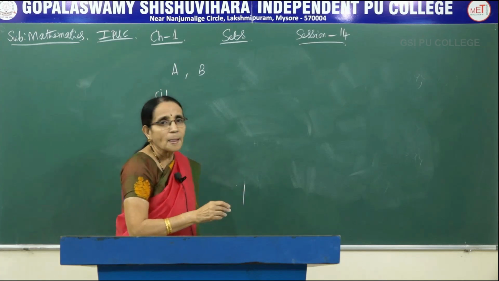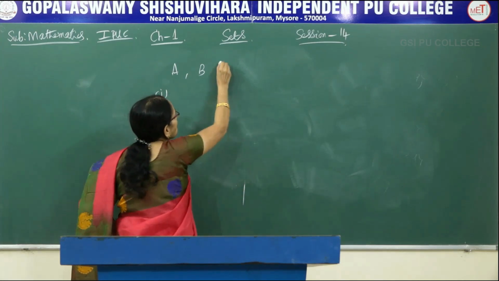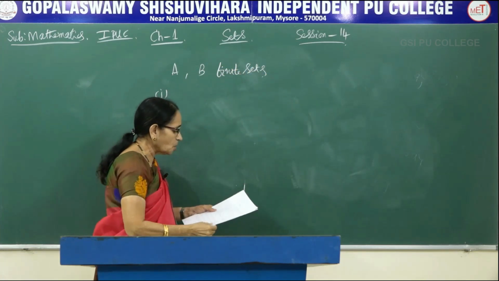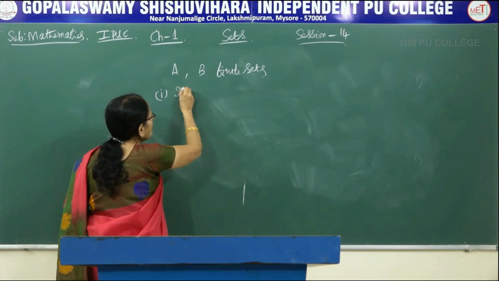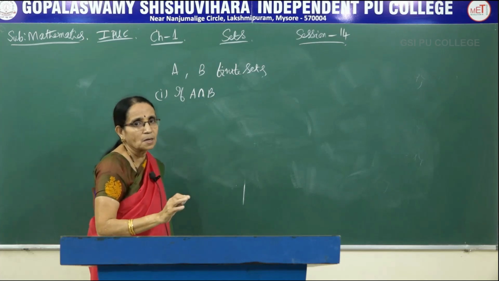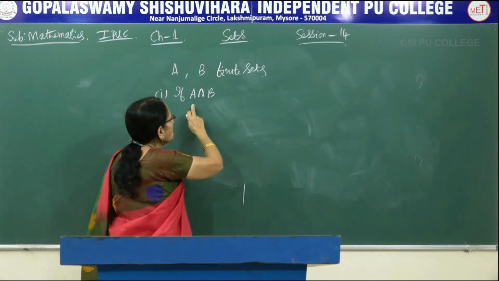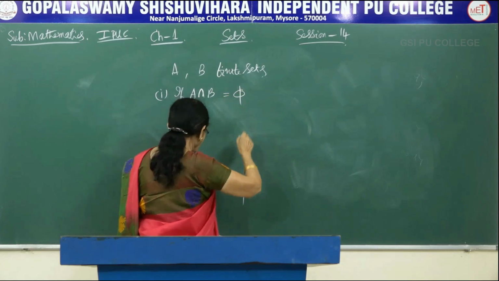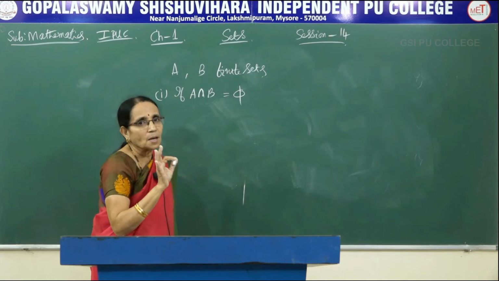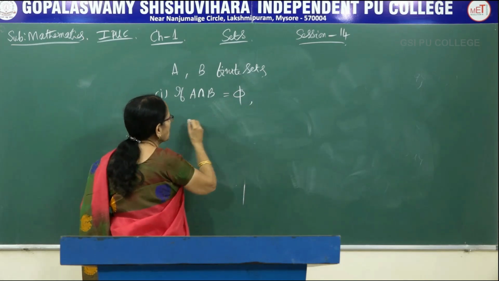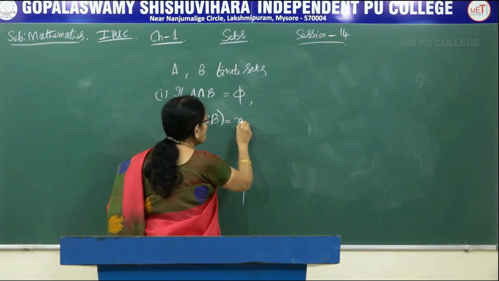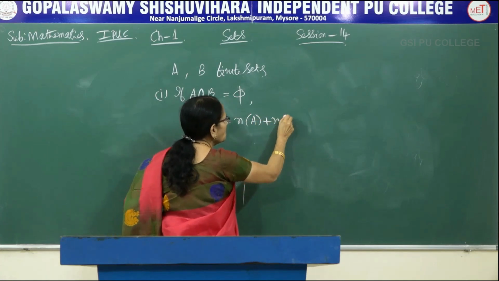Now A and B are finite sets. I am considering these are finite sets. First possibility is here A and B may have a common element, may not have a common element. A intersection B, suppose it is a null set. That means there is no common element at all. In that case, we use n(A union B) = n(A) + n(B).